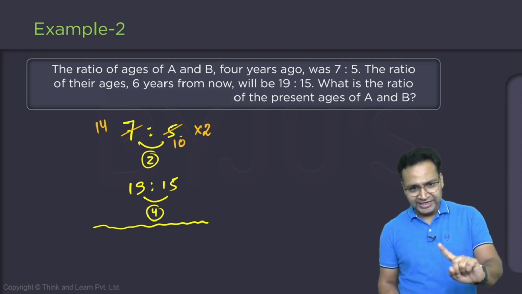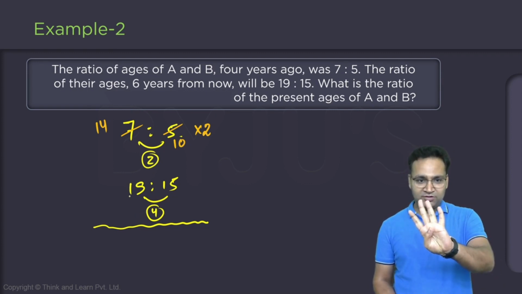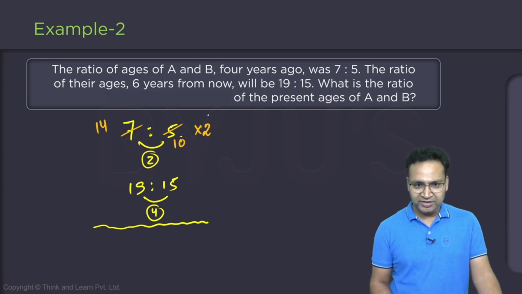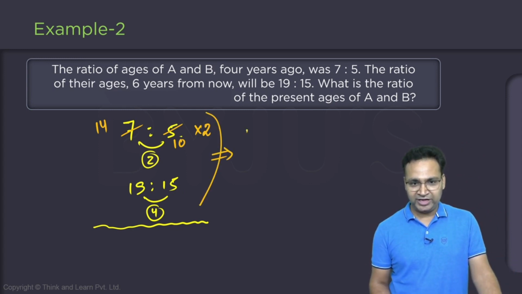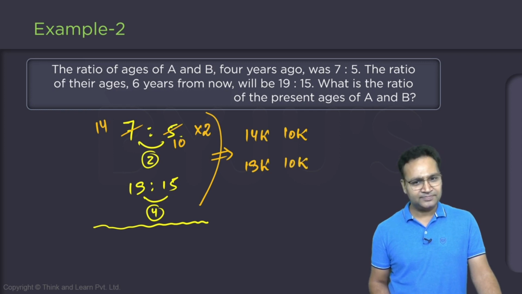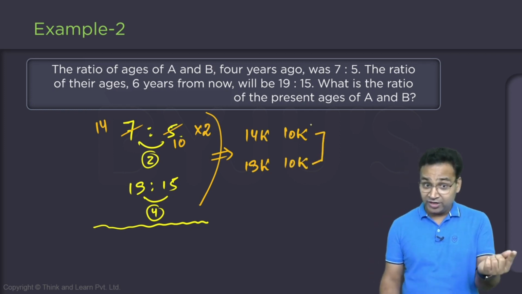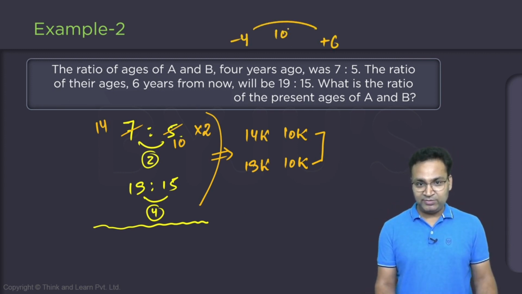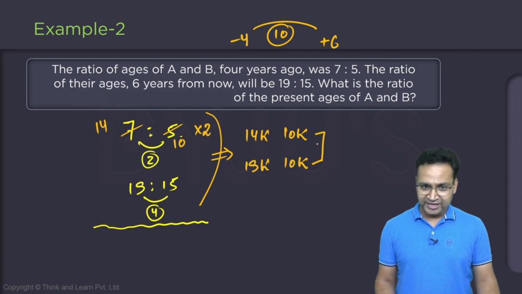Clear? 14 and 10. What is the difference now? 4. 19 and 15. What is the difference now? 4. Everything is matched. Now I can see this story as 14K and 10K being the ages, and 19K and 15K being the ages. What is the time difference? Same story. One story was 4 years ago, another was 6 years hence. The time difference is 10 years. So this 5K is equal to 10.